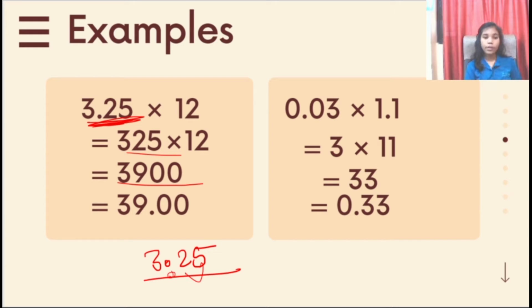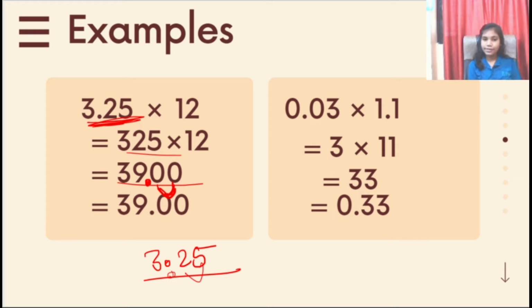For example, if I have 3.25, now here there are two places after the decimal point, 2 and 5, right? So what happened in the answer rule? There should be 2 places after the decimal point. So the answer was 3900. So we'll put the decimal point in between, because the last two numbers should be after the decimal point. So we have put the decimal point in between of that number, right?